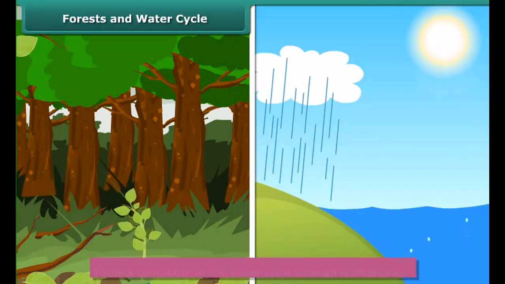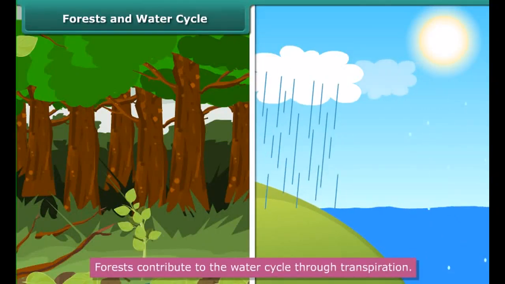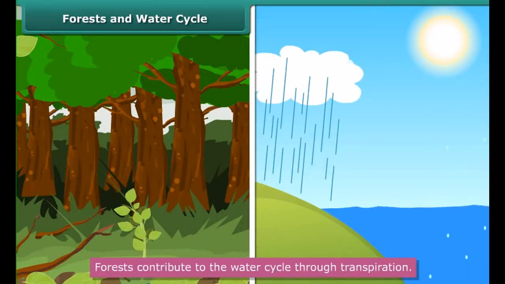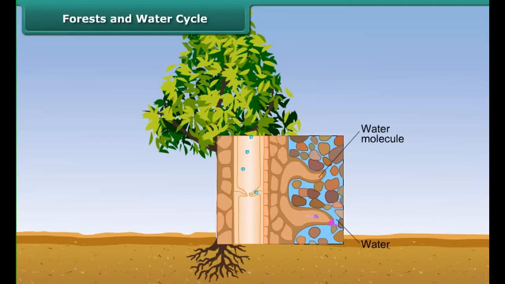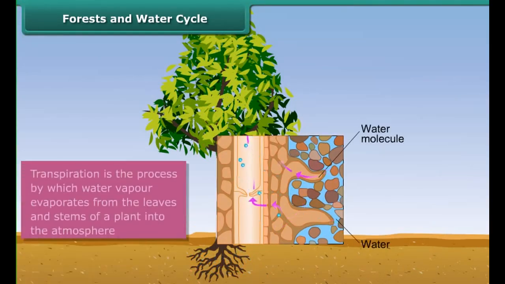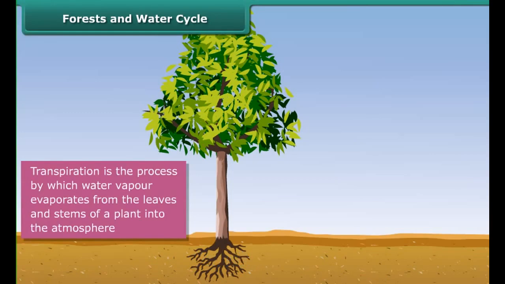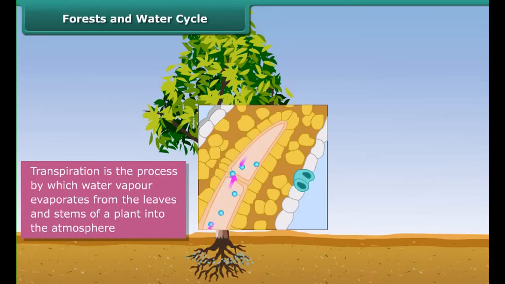Sugar is transported to the rest of the plant. Oxygen is released into the air and used by human beings and animals in respiration. That is why forests are called the green lungs of the earth.